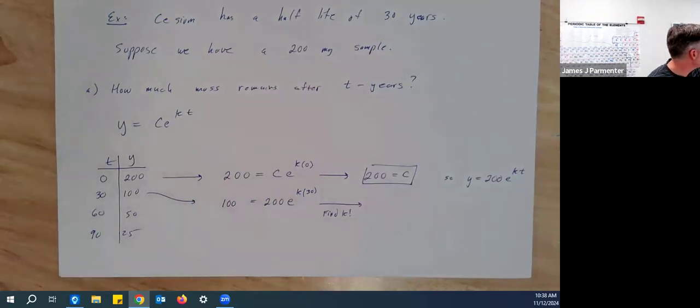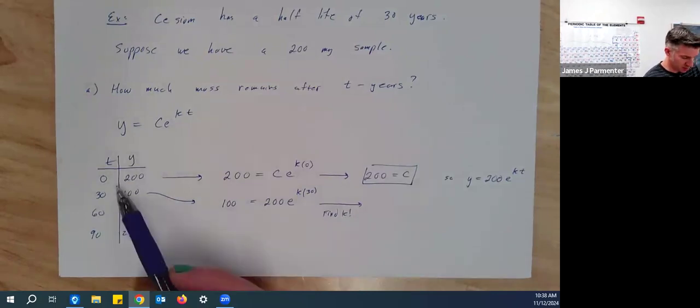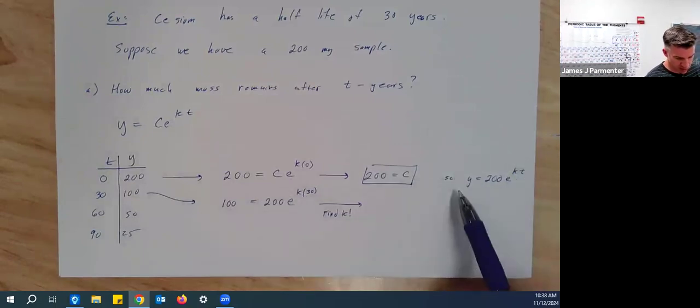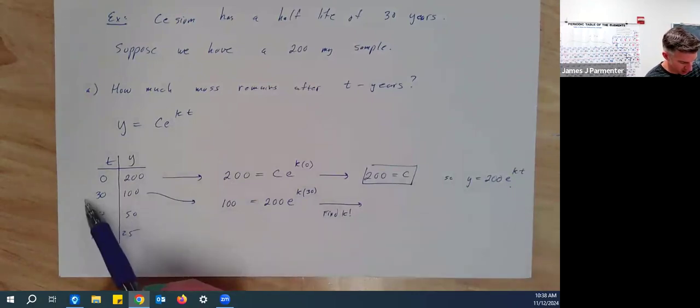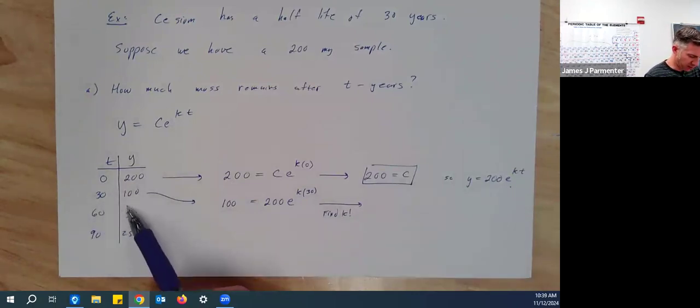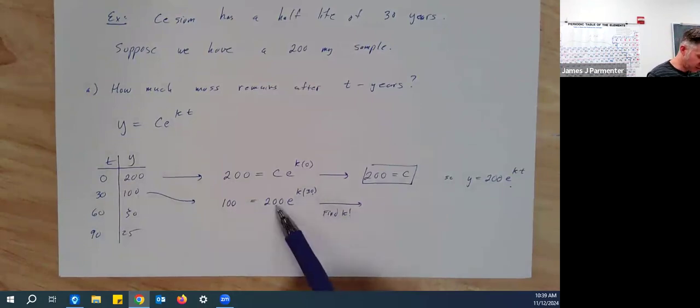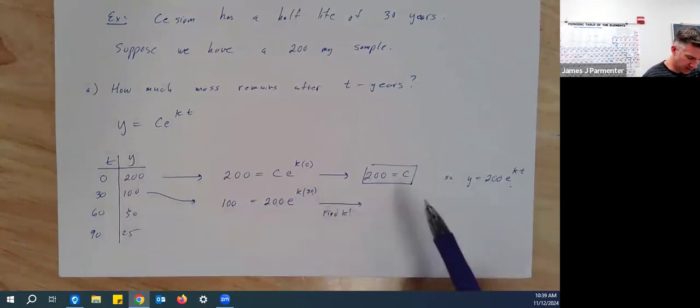So typically, if you're given the amount of stuff you have at time 0, it's easy to find what your c value is. That's just going to be that amount. So our c was just 200 here. And then we use that number, plug it into the model. And then after that, we plug in our other data point to find k. So if I plug in 100 for y, 30 for t, and also use my c value of 200, then I can solve for k.